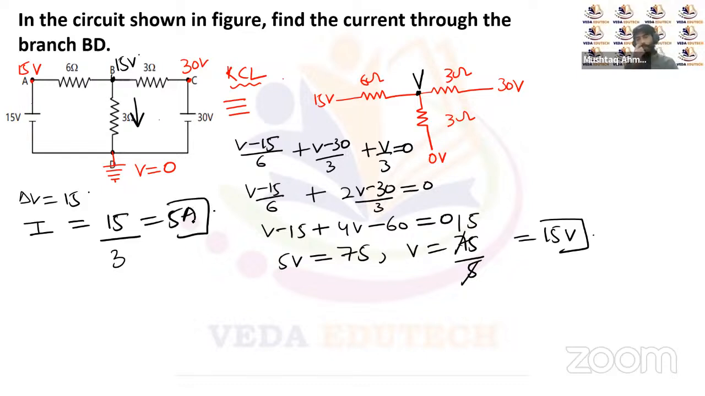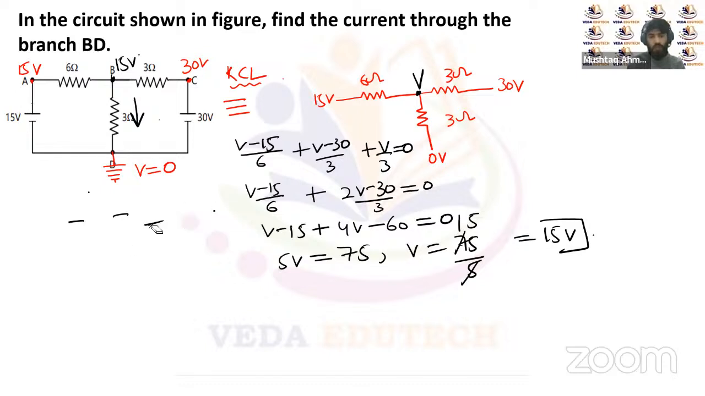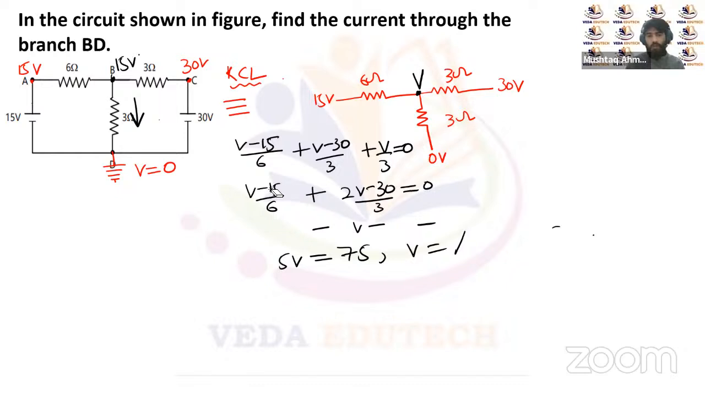So this is how we solve this circuit by simplifying the concept here. We just grounded the point D, and then applied the KCL at this point B to calculate the potential at point B, and then calculated the potential difference between B and D to calculate the current flowing through branch BD. We can also solve this circuit using the KVL. So let's see how we can solve the same circuit using the KVL as well.